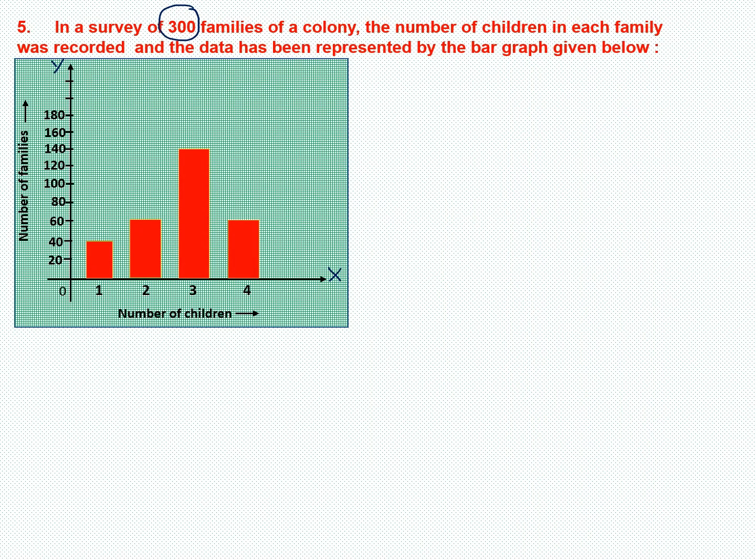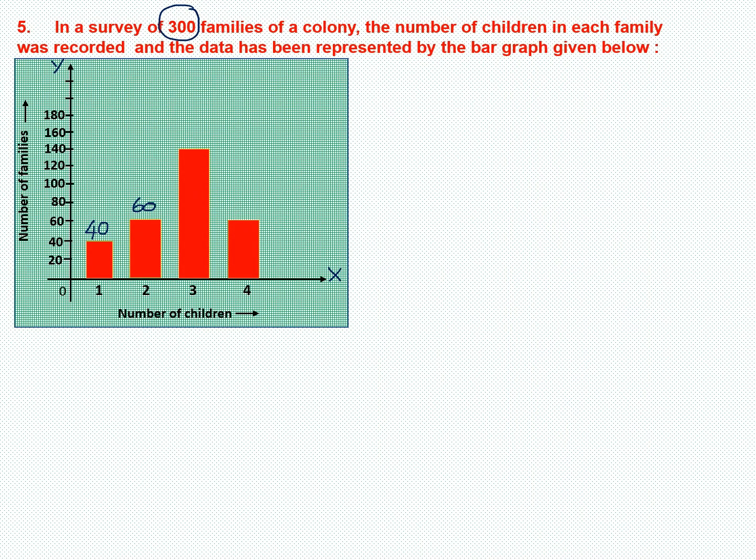So how many families have only one child? You can see this first bar here. The first one is touching 40. That means 40 families have only one child. Now let's see how many families have two children. Now this bar is touching 60. So that means 60 families have two children.